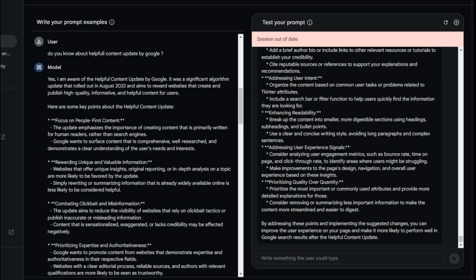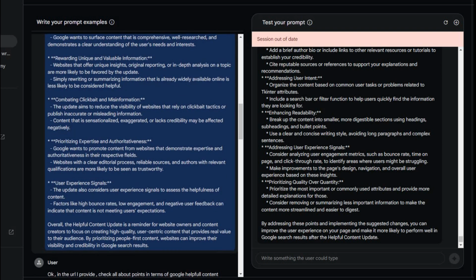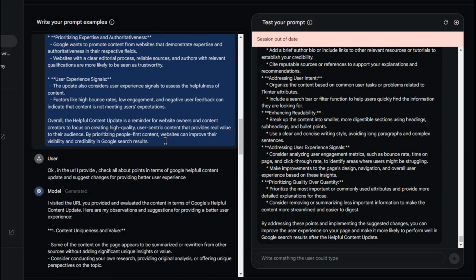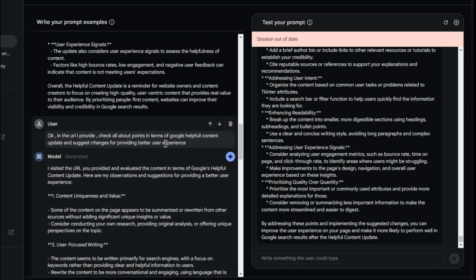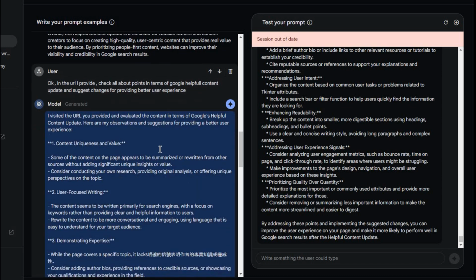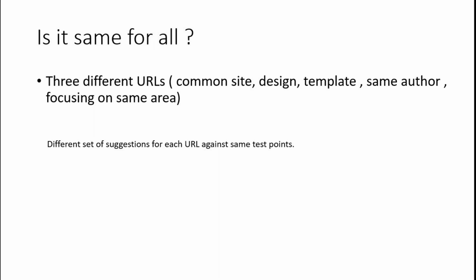I asked the model, do you know about the helpful content update by Google? Then it gave me a list of key points and confirmed that it is well aware of it. Then I told it that I will give you the URL. You check the site based on these and suggest the improvements. Fine, then I gave my inputs. I gave 3 input URLs.